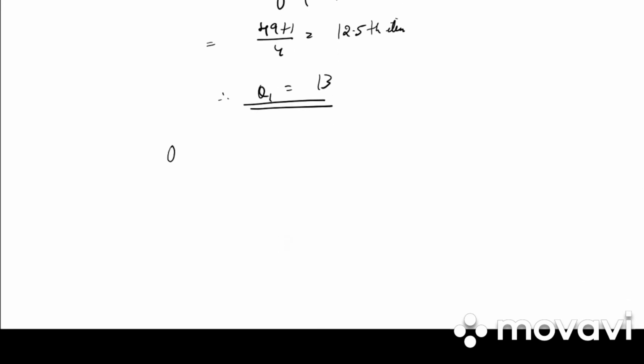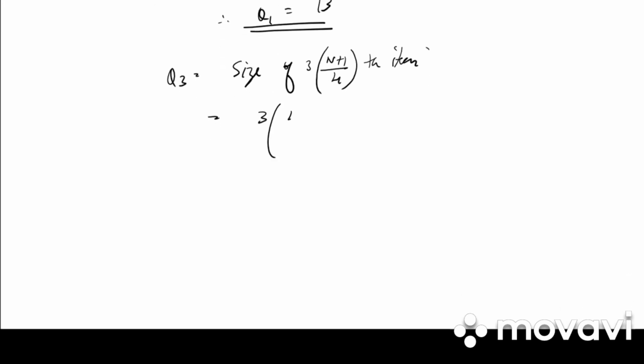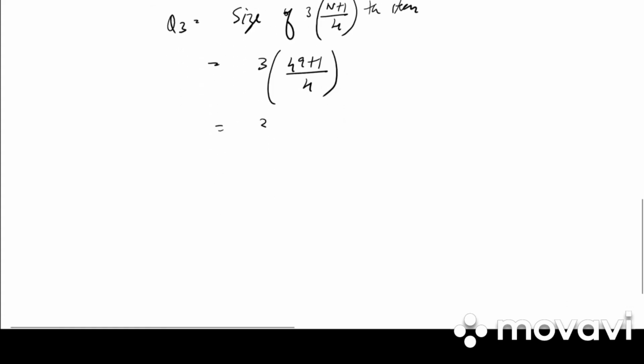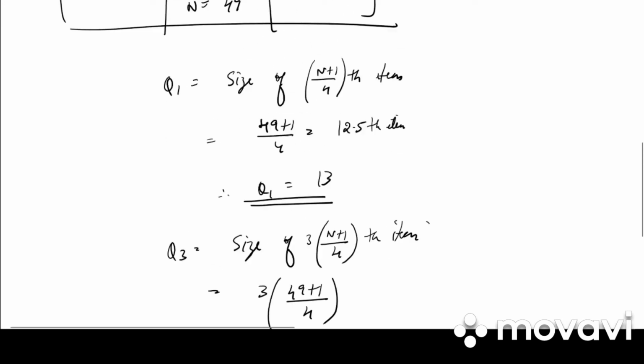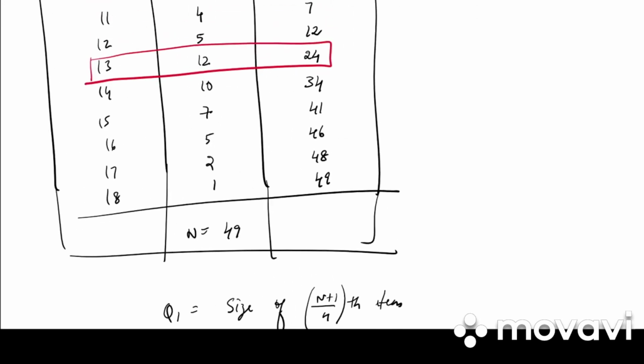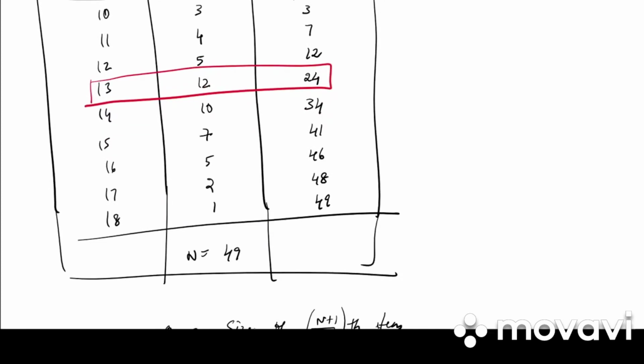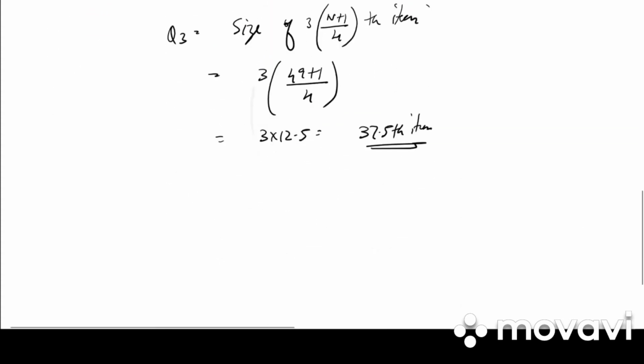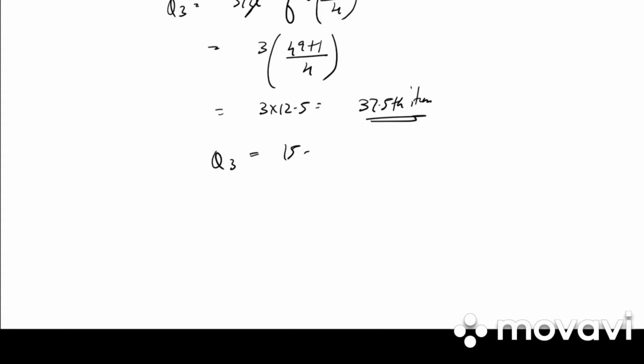Next we need to find out Q3. Size of 3 into n plus 1 by 4th item. So it is 3 into 49 plus 1 divided by 4. That is 3 into 12.5. How much is it? 37.5 item. So go to the cumulative frequency. Where is 37.5? Between 34 and 41. So we will be taking 41. So Q3 is equal to 15.